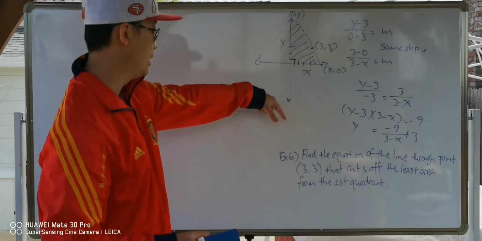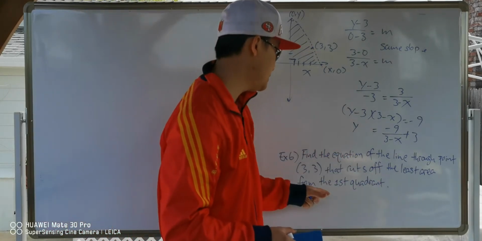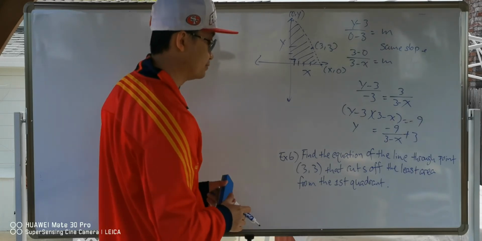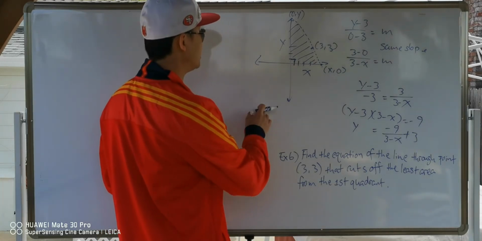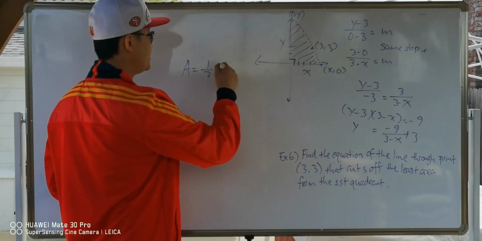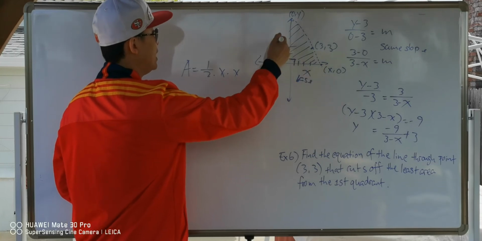And now back to the instruction here. So the one that we need to minimize, that would be the area. Well, actually we need to maximize the area. So we do know that's a right triangle. So the area of a triangle is 1/2 times x times y, because x is the base, and y is the height.